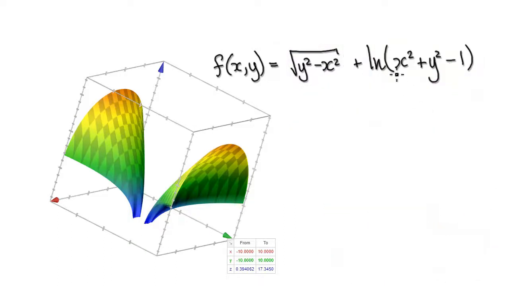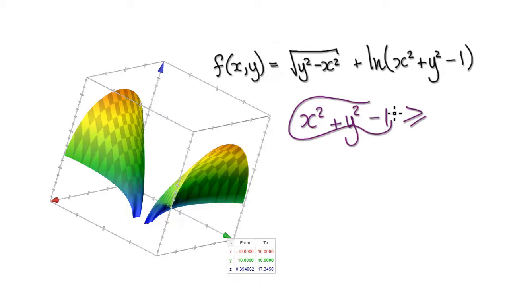So now let's have a look at this block. This block, we need to demand that this is strictly greater than 0. So we need to make this demand, x squared plus y squared minus 1. We need the whole thing here to be strictly greater than 0. So now add 1 to both sides. That will then give you this.